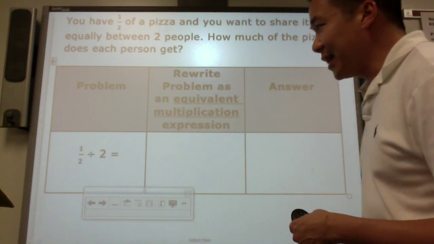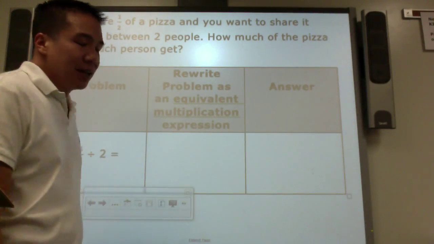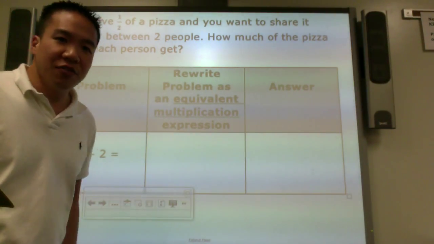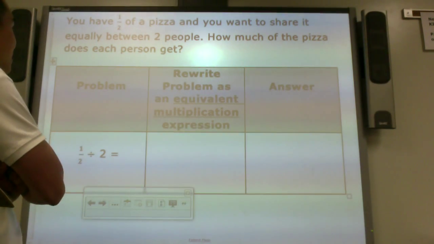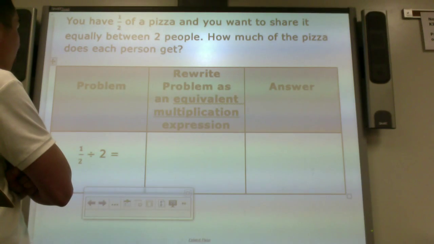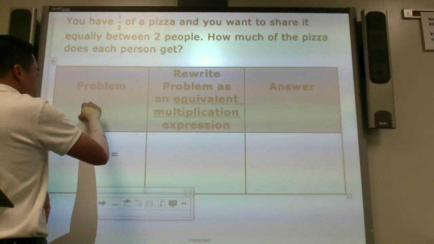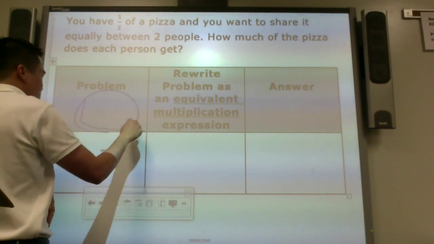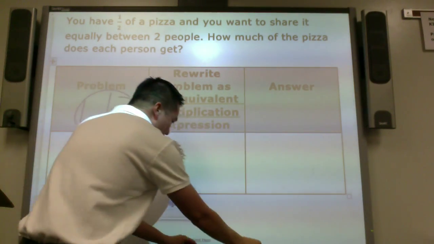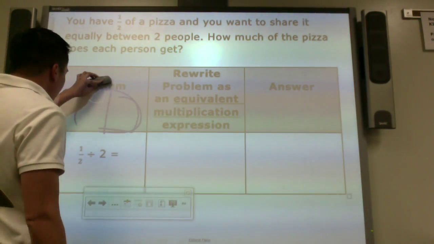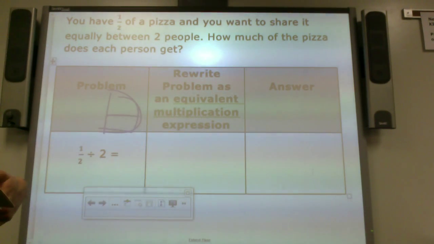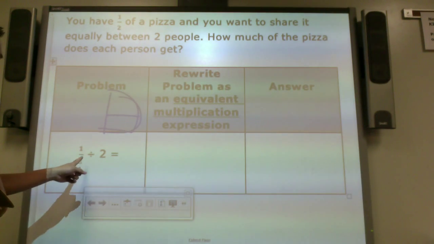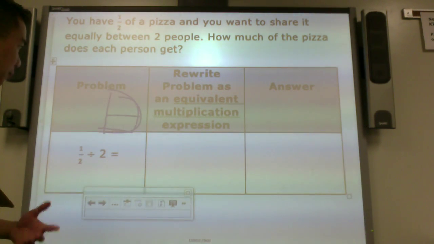So taking that, we are going to be practicing turning a division expression into a multiplication expression. You have half of a pizza, and you want to share it equally between two people. So here's just half of a pizza. I want to share it equally among 2 people. So it looks like each person gets a fourth. How much of the pizza will each person get? I think it's 1/4. So I have half, and I'm going to divide it among 2 people.